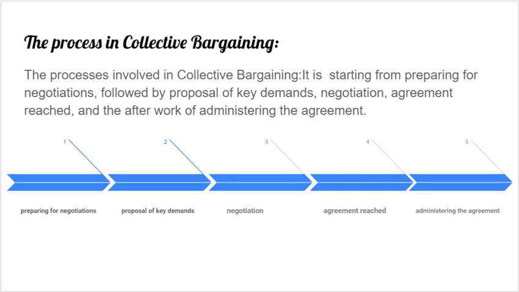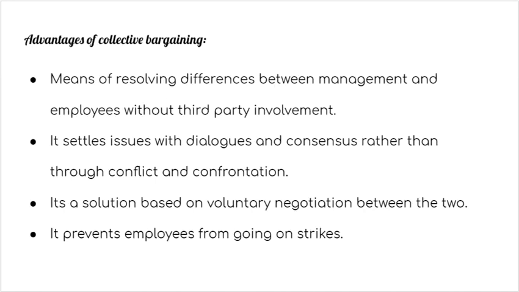So this is the process that you can see. There is preparation for negotiation, proposal of key demands, negotiation that happens between the two, and the agreement which is written on paper, and the last but not the least is the administering of this agreement.